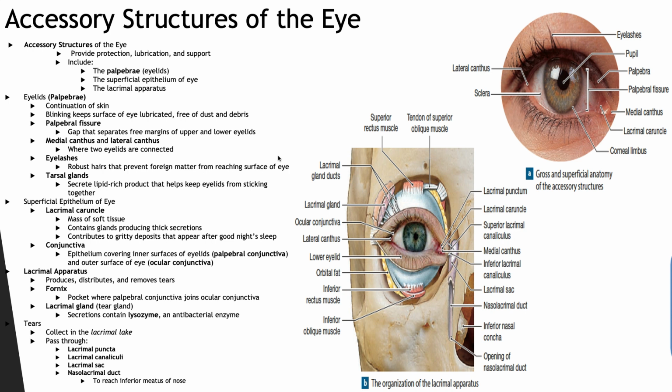The duct empties into the inferior meatus, a nasal passageway inferior to the inferior nasal concha. And when a person cries, tears rushing into the nasal cavity produce a runny nose. If the lacrimal puncta can't provide enough drainage, the lacrimal lake overflows and tears stream across the face.